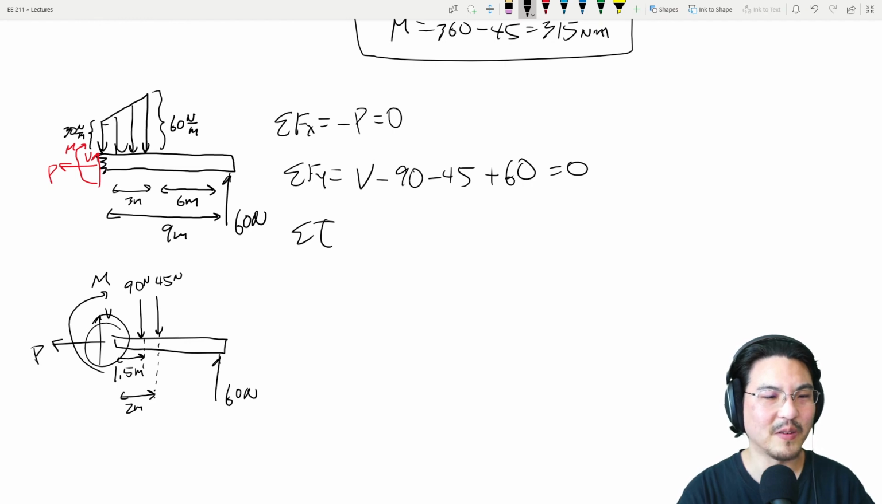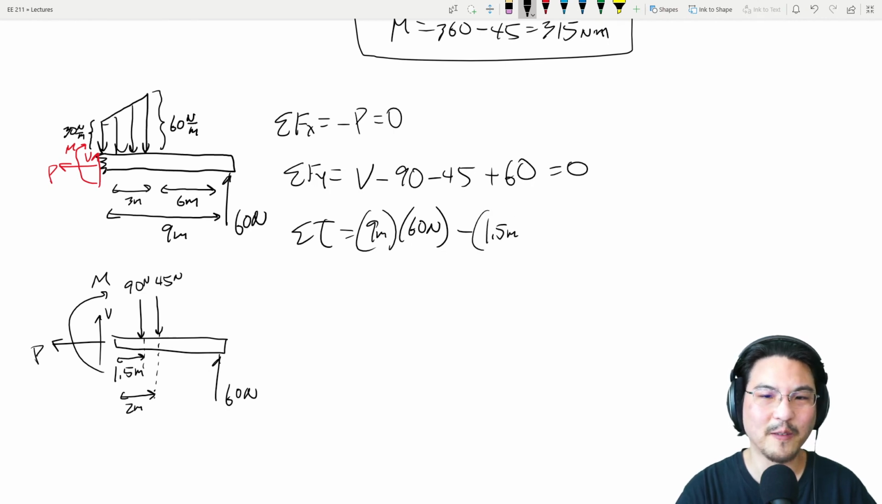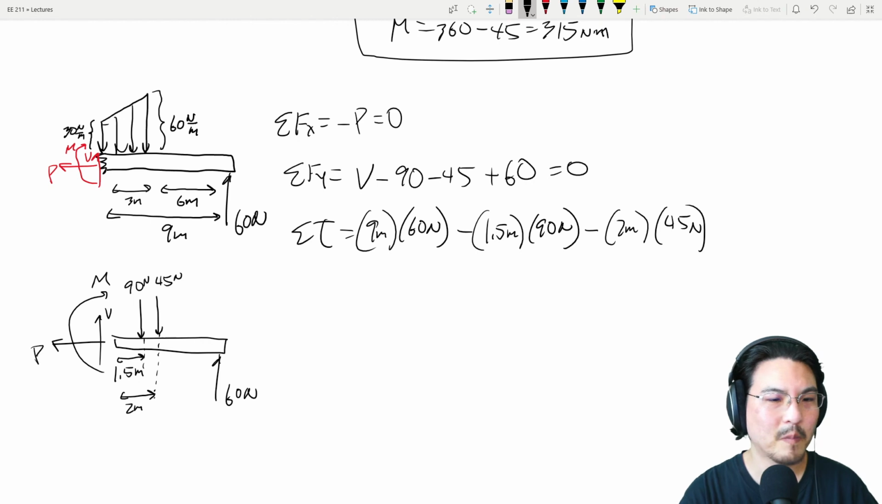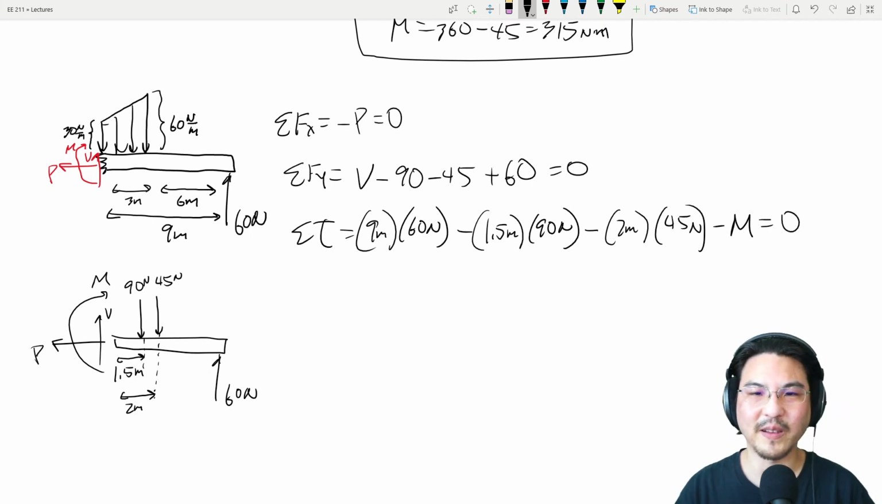How about over here? So I'm going to sum torque about the left end of that section of the beam. So there's torque from this. So how far is that? 9 meters. So 9 times 60. And then there's torque from this, which is 1.5 meters times 90. There's torque from this, 2 meters times 45. And let's not forget the couple from the bending moment, which is in the negative direction. Okay, I think I got everything.